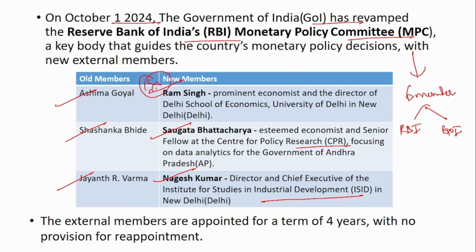These external members are appointed for a term of 4 years with no provision for reappointment. So the old members have completed 4 years of service, and now these new members have been appointed in this Monetary Policy Committee.